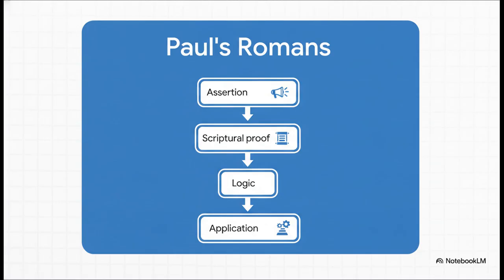When you want to see argumentative texture at its absolute finest, you look at Paul's letters, and specifically the book of Romans. Romans is a literal masterclass in sustained argumentative texture. You can trace the exact persuasive strategy step by step. Paul makes a strong assertion, backs it up with scriptural proof, unpacks it with logical explanation, and finally drives it home with practical application. It is a relentlessly logical, persuasive architecture.